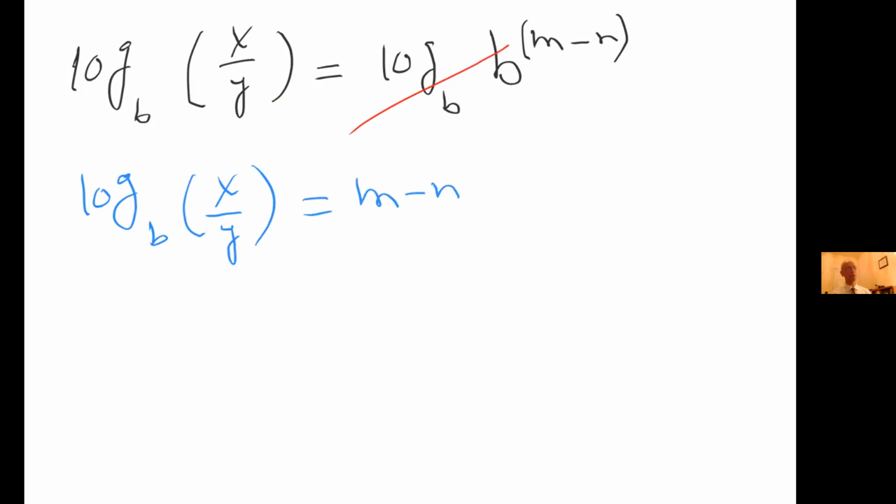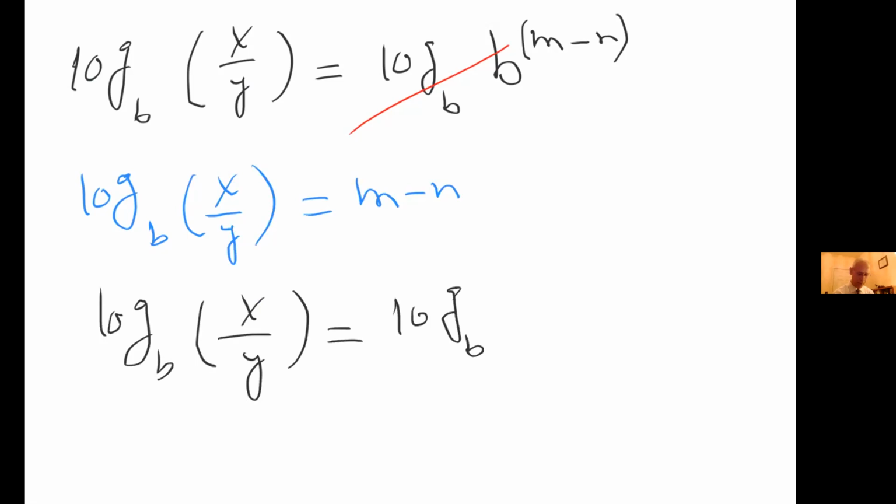And I'm going to resubstitute what I started with. Remember we said that log base b of x is m and log base b of y is n. So I'm going to resubstitute that and rewrite here log base b of x over y equals log base b of x minus log base b of y. And there we have it.